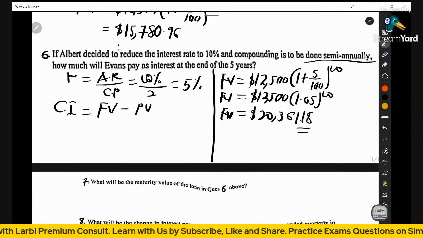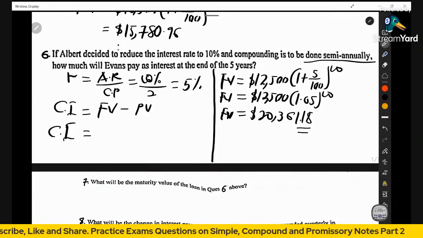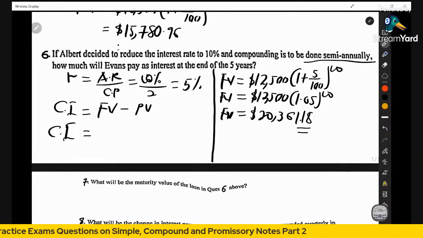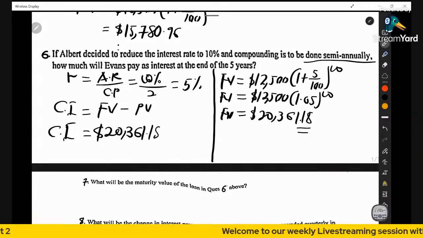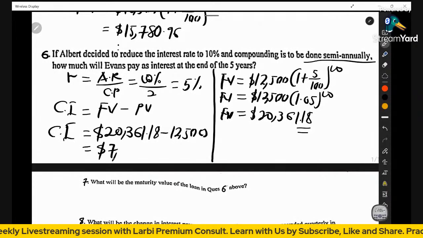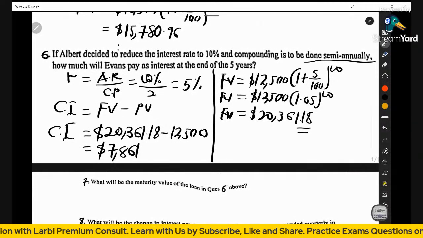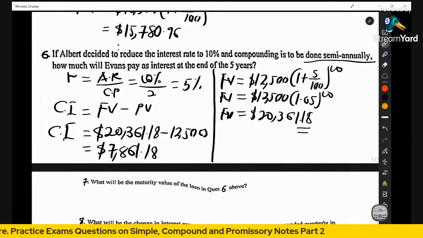Once I get the future value to be this, then I can say that my compound interest, or the interest that Evans must pay at the end of the 5 years at the rate of 10% compounded semi-annually, should be equal to 20,361.18 minus 12,500. And what should we get as the interest? In my case, I had 7,861.18, and that is all I was getting in that line. So let's take note of that. Once you get that, that's fine.